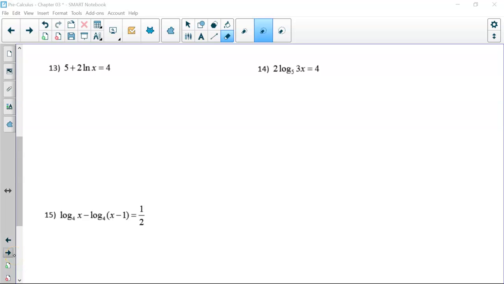Welcome back to part 2 of section 3.4. We're going to continue talking about solving these logarithmic and exponential equations, and we're going to see a few more challenging problems as we go through.